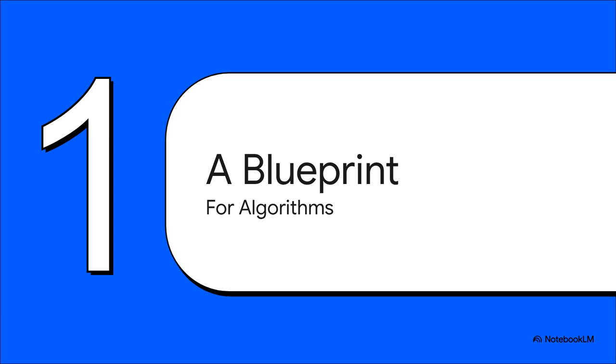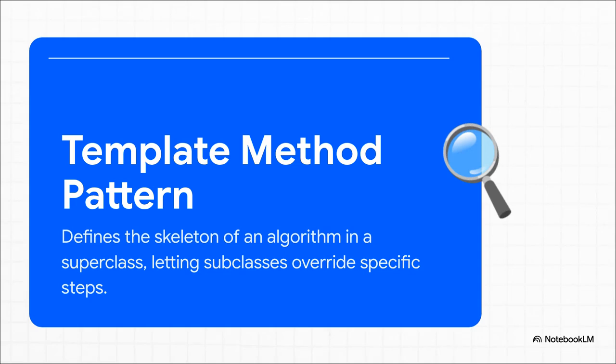The best way to think about it is as a master blueprint for an algorithm. So here's the big idea, right? You create a base class that defines the rigid, unchanging skeleton of your process. But, and this is the clever part, you leave certain steps open, like empty slots, for other classes, the subclasses, to fill in with their own specific details.